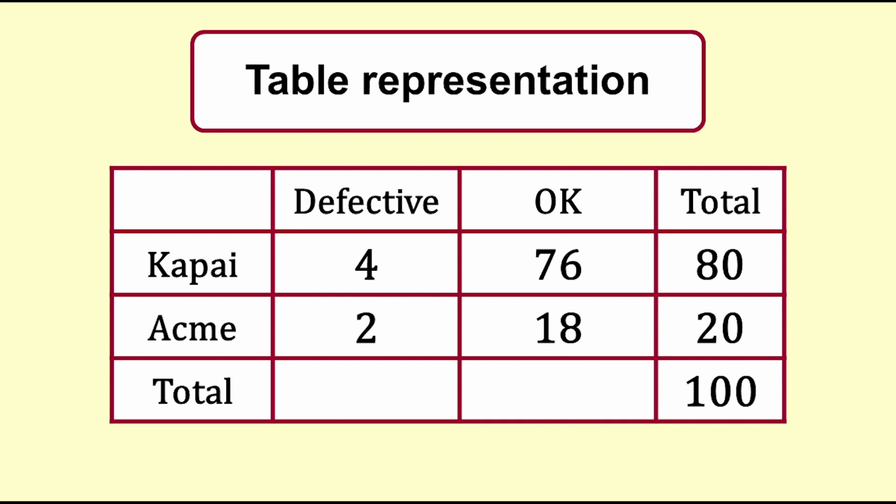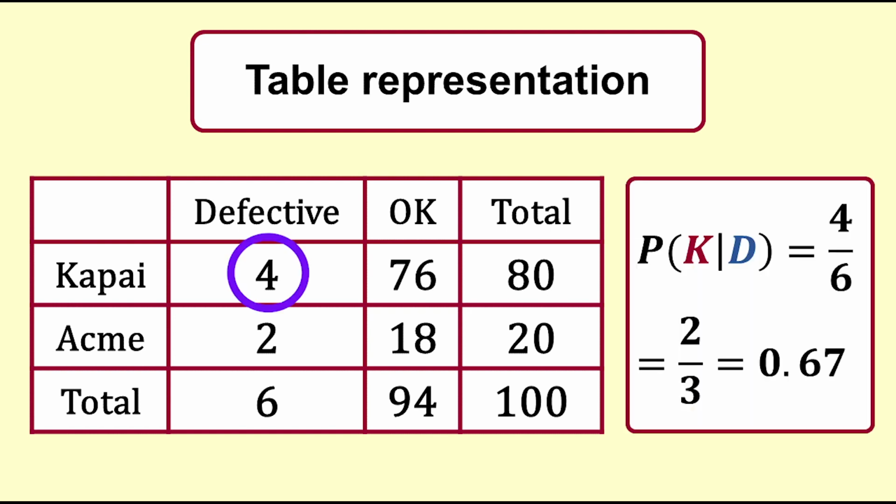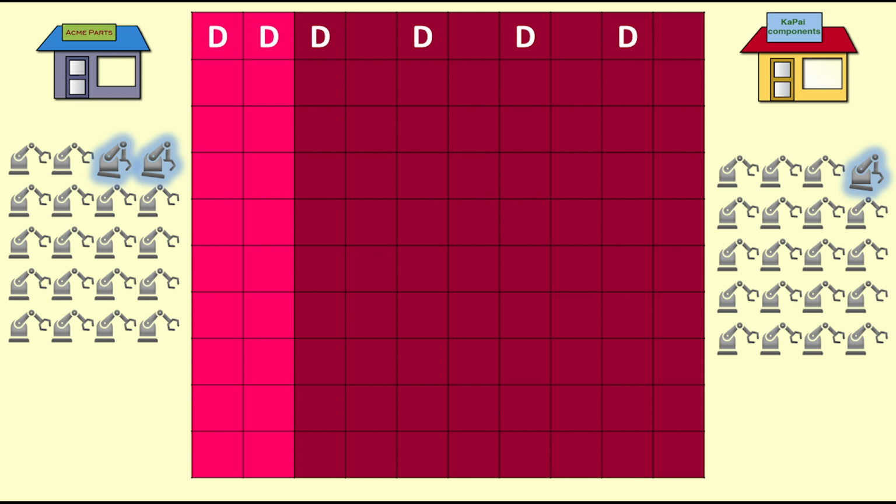And then we find the totals. 4 plus 2 equals 6 defective, 76 plus 18 equals 94 okay. And we check that 6 plus 94 equals 100. Yes, it does. Now we can use the table to find the probability of K given D, which is 4 out of 6, which equals 2/3 or 0.67 as before. I prefer to use a table as it makes it easier to see what is happening, but the result is the same as for the formulas. In this diagram, you can see that though the proportion of defectives was higher from Acme, the number of defectives was lower as Acme parts made up a smaller proportion of the whole.